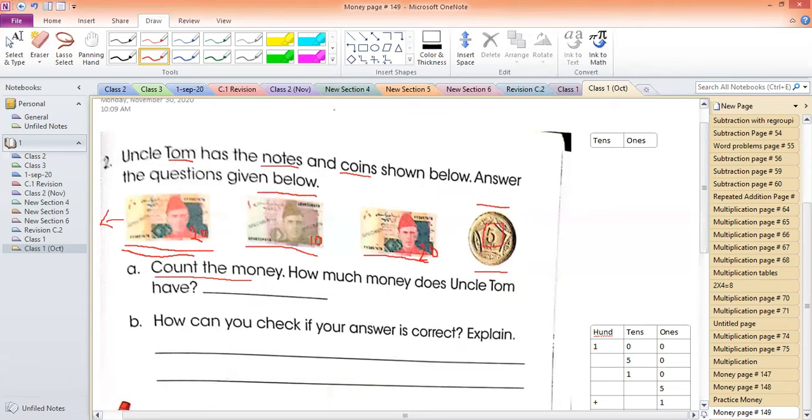Now, the question was, we have to count the money. For counting the money, we should know the denominations. Okay. Now we know the denominations. Denomination means value. We know the values. This coin has a value of 20. This currency note has a value of 20. This currency note has a value of 10. And this currency note has a value of 20. This coin has a value of 5. Now we can count the money and tell how much money Uncle Tom has.